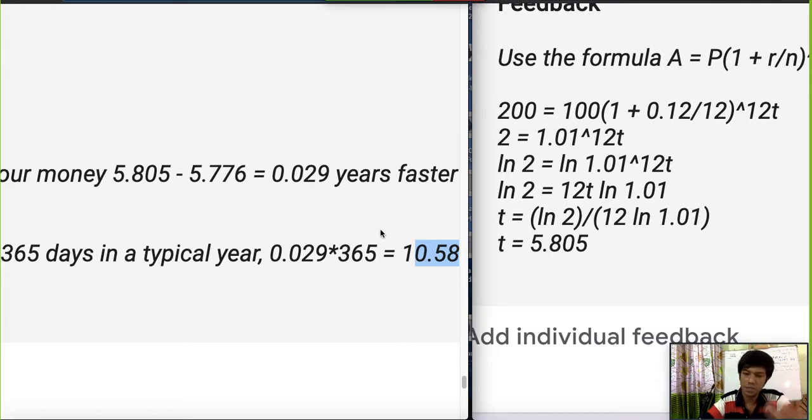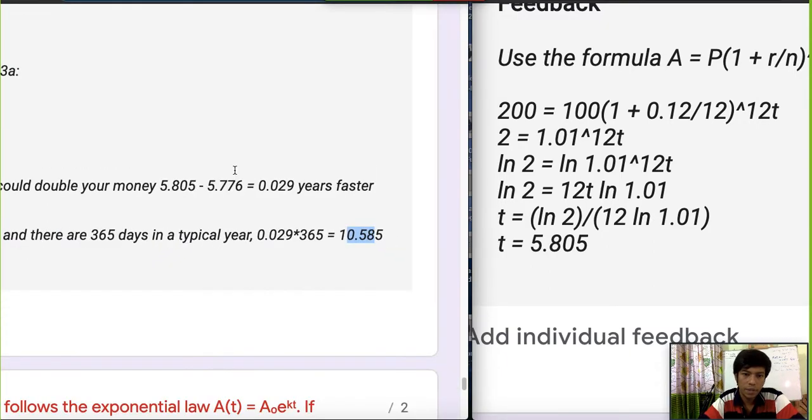The implication of this math is this: how many days early our money becomes double. We are interested to know that. So this is how we know it. Okay.